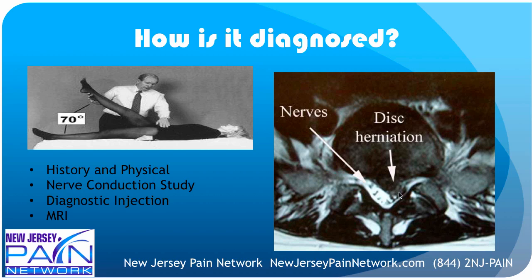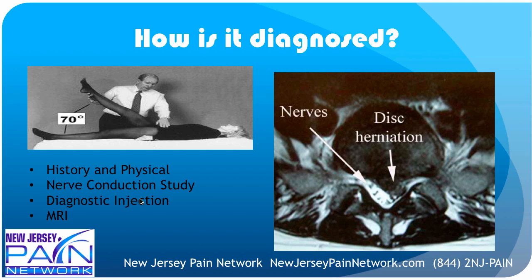So here's a disc herniation, a large one actually, with the disc here, and then the nerves are trying to get out here, but it's getting compressed. A lot of times the MRI will match up with the history and the physical, and this is a straight leg raise test. The pain doctor will lift up the leg straight, and that puts tension on the sciatic nerve and causes increased pain. When the pain doctor bends the knee, the tension goes off the nerve and the pain goes away.